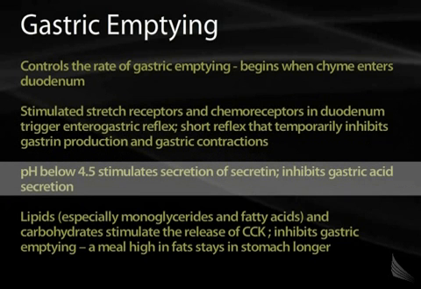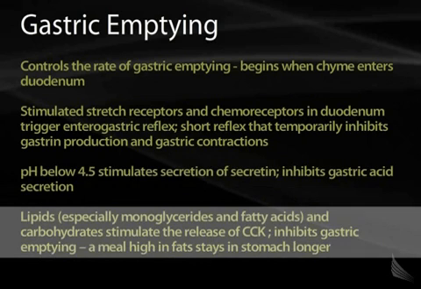At a pH below 5, secretin is also stimulated, and this further inhibits gastric acid secretion. Lipids, especially monoglycerides, not triglycerides, and fatty acids, and carbohydrates also stimulate the release of cholecystokinin. This again inhibits gastric emptying. This means that a meal which is high in fat stays in the stomach for longer.